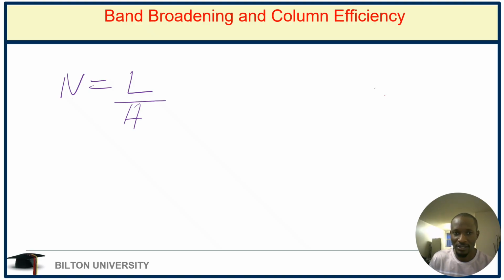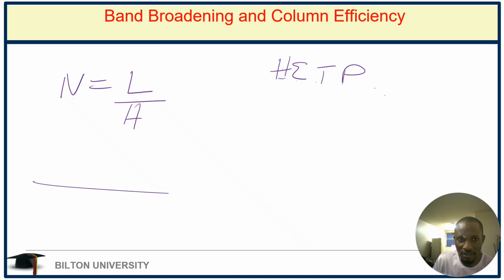Plate height, written as H, is sometimes written as HEPT, height equivalent to a theoretical plate. So now this is what is happening. You have a number of theoretical plates and the length of the column. If you have a longer column length, you are going to have more theoretical plates.